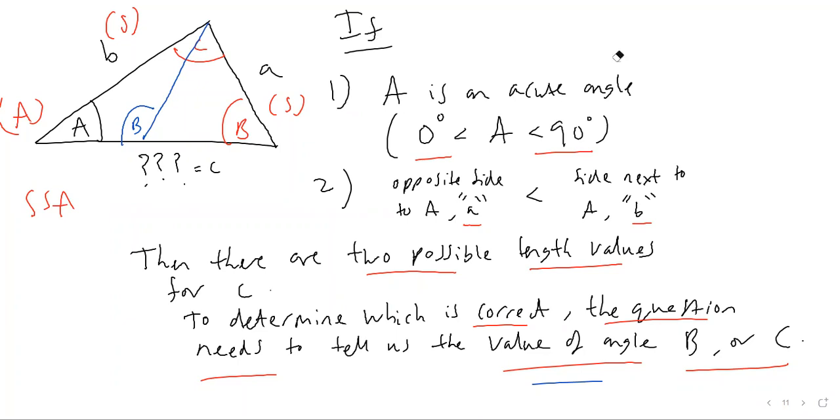So that's just a summary of the ambiguous case for the cosine rule. Every other case for the cosine rule, you're always going to get one solution. But if you have a side next to a side next to an angle, and the opposite length is smaller than the length next to it, and this angle is an acute angle, then there will be two possible answers. So you need to check: does the question give you your other angles? And if it does, you've got to pick the correct one, because there are two possible values.